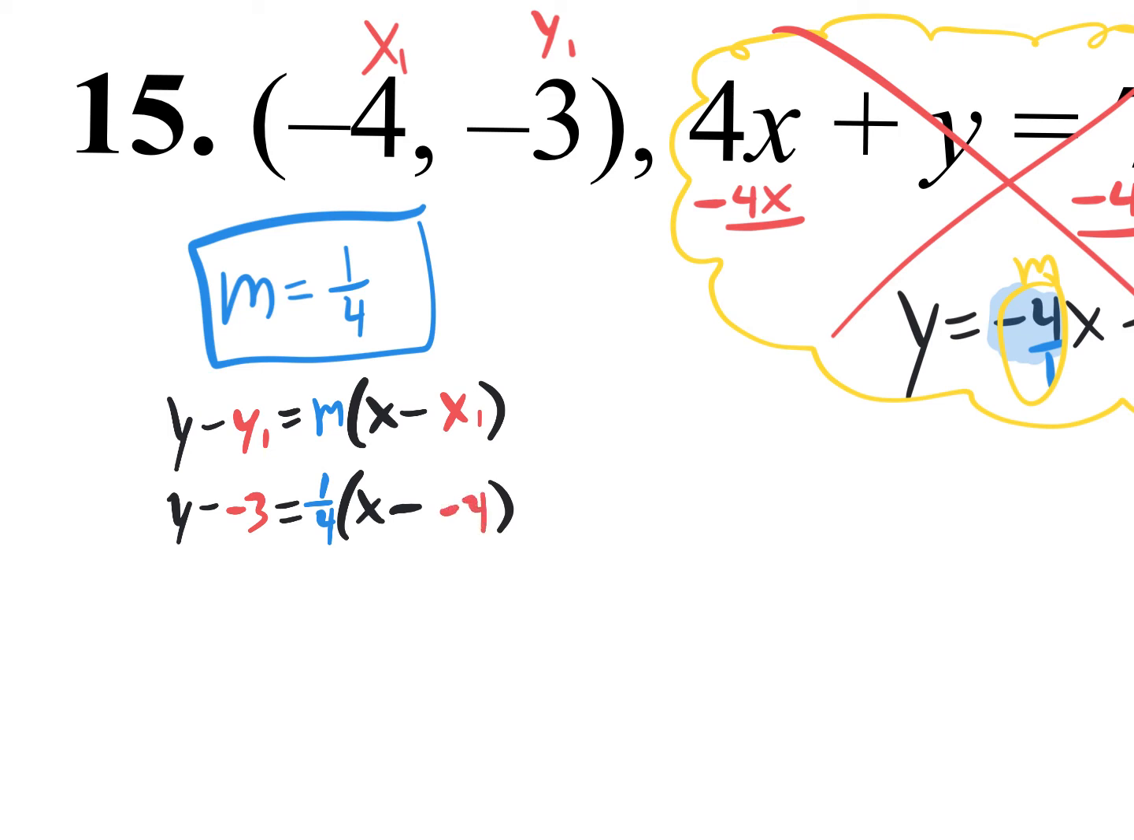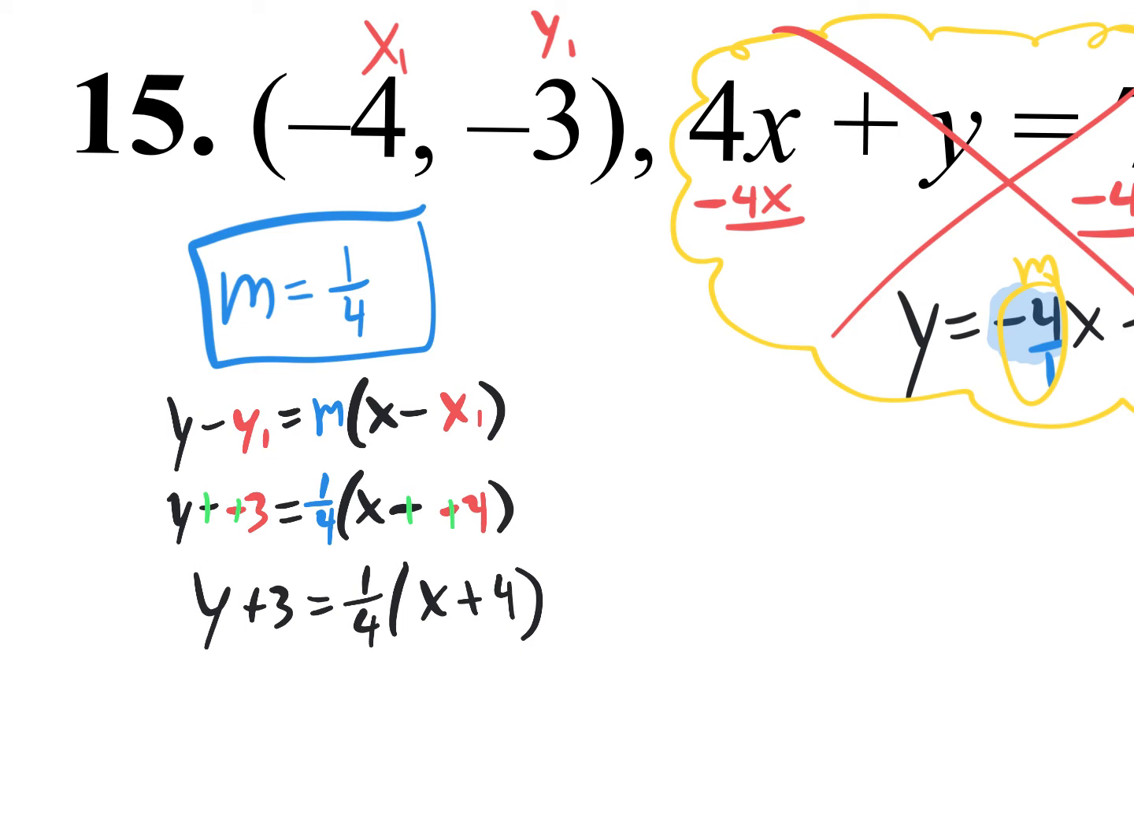Anytime you have minus minuses, change to plus plus. What do I have? I have y plus 3 equaling 1/4 parentheses x plus 4. Now, if they asked on the instructions to write your equation in point slope form, we would be done, but they say slope intercept form.